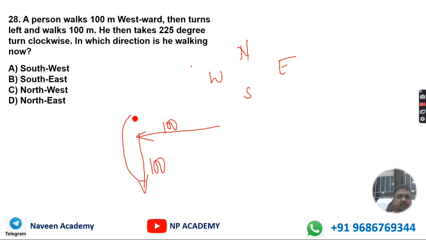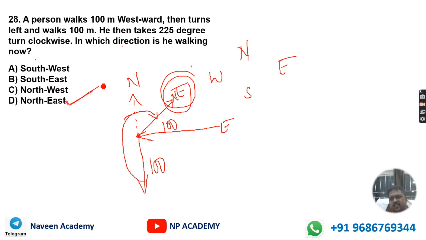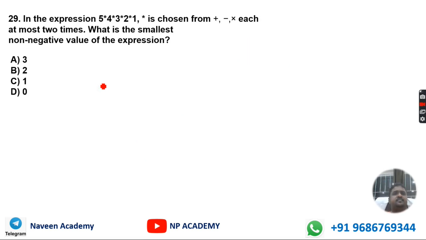See everybody, from here to here is 180 degrees. Then we need one more 45 degrees. One more 45 degrees means this direction, from here to here. Now which direction is he walking? So this is north, this is east. So this is northeast. Now he is moving in the northeast direction. Option D is your right answer. Simple problem. Direction problem. It is a very simple problem, my dear friends. We'll move on to the next one.